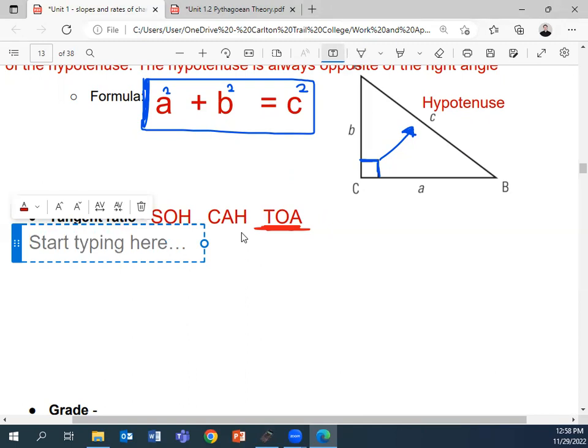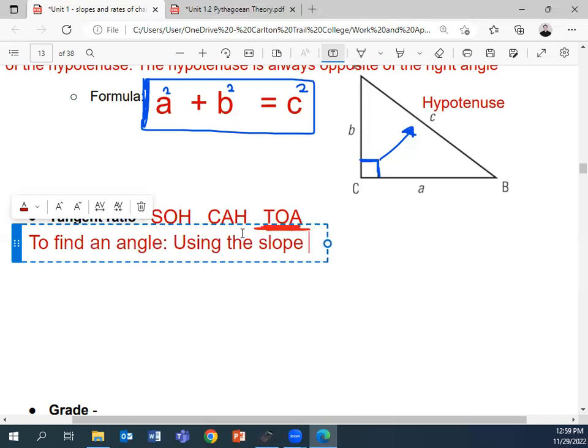We use the tangent ratio to find either a missing side or a missing angle. We either use the sides to find a missing angle, or we use an angle and a side to find another side. So tangents basically use angles of triangles. To find an angle of a triangle, we can use the tangent ratio, and we do this by using the slope of a line.